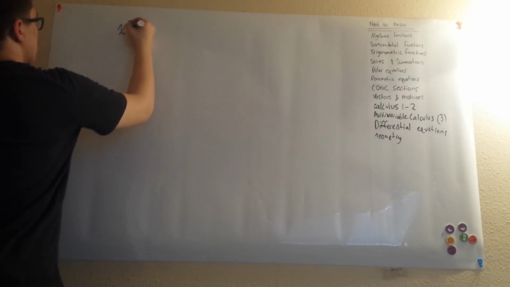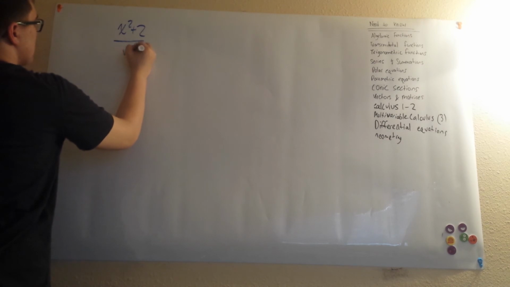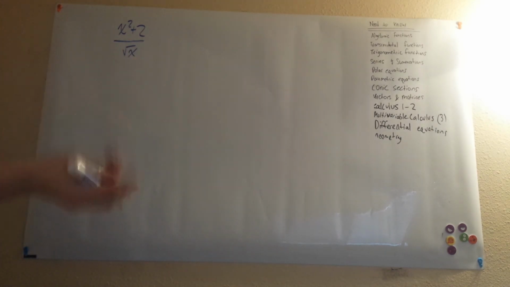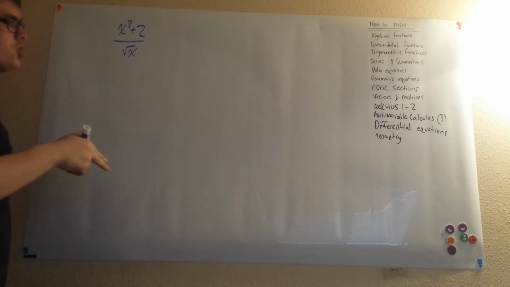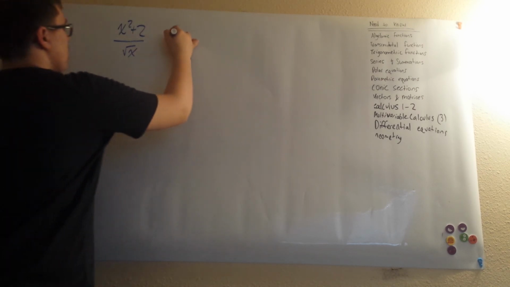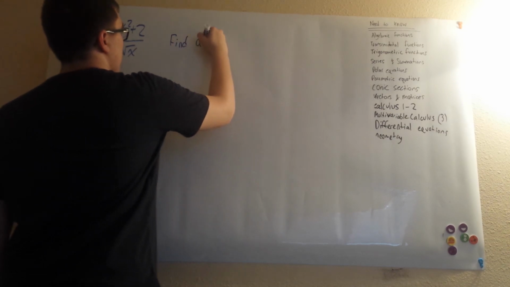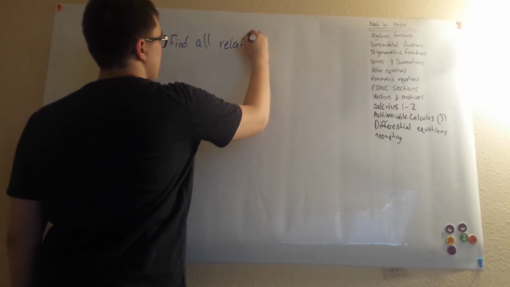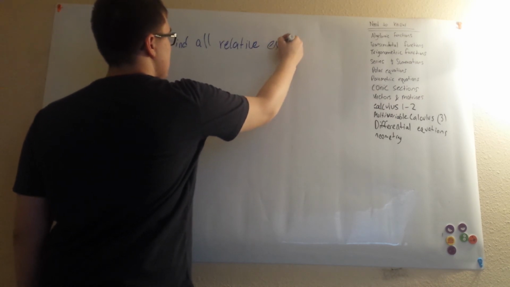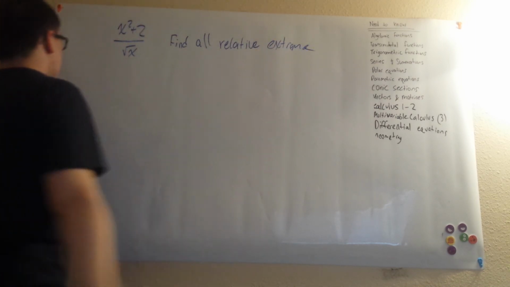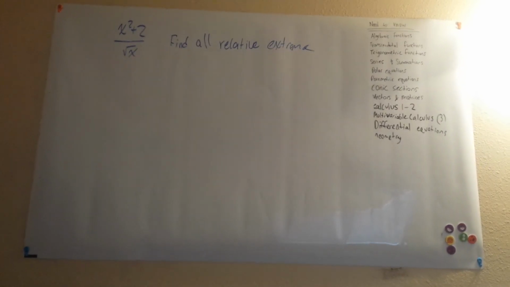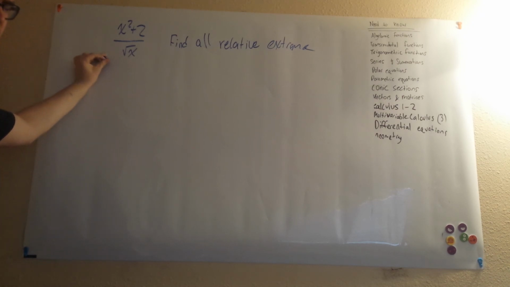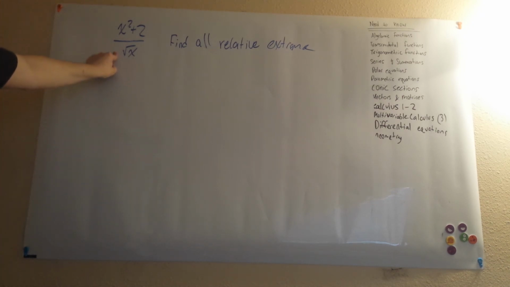I'll give you an example. Take this function: x squared plus 2 over the root of x. And your job is to find all relative extrema. You can use the first derivative test or the second derivative test. For this one, I'll probably recommend the first, because I don't want to take a second derivative of that. That's a hard one.